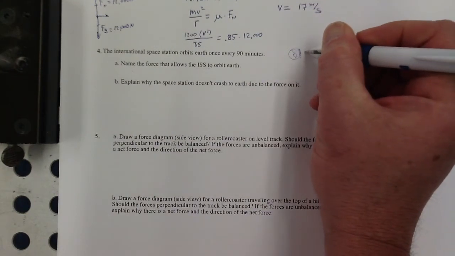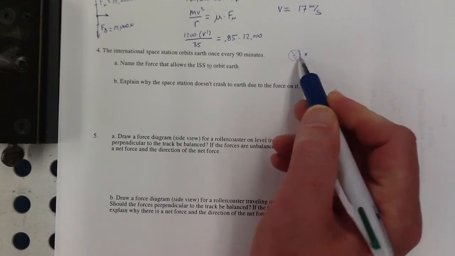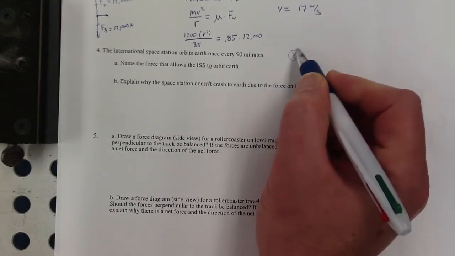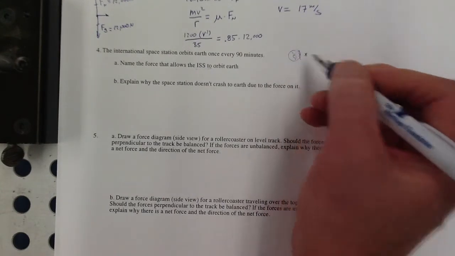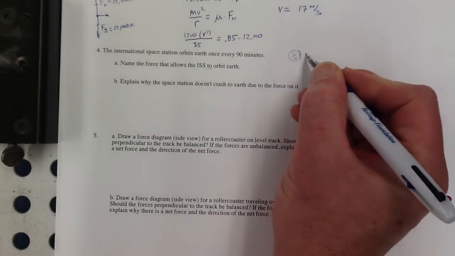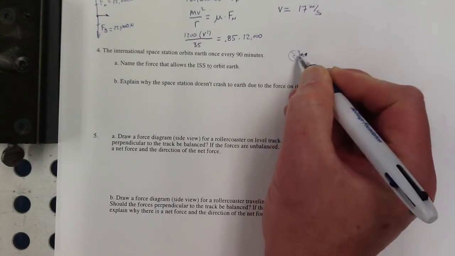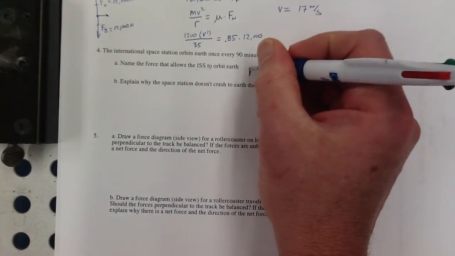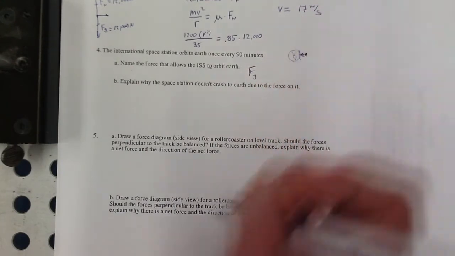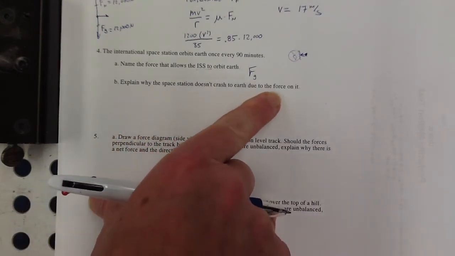And then here's the International Space Station. If you're thinking to yourself, oh, Mr. McGrath, it's not that close, it's actually way closer than that. It's like super close to Earth. It's in low Earth orbit. What is the force on the International Space Station that allows it to stay in orbit? Well, it's the force of gravity, right? Toward the center. Explain why the space station doesn't crash to Earth due to the force on it.